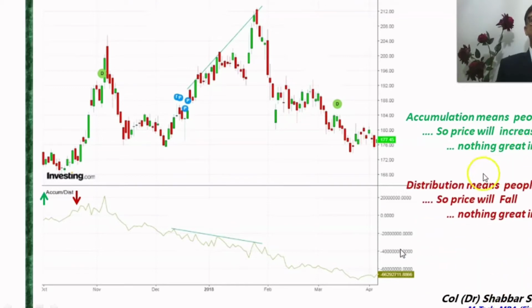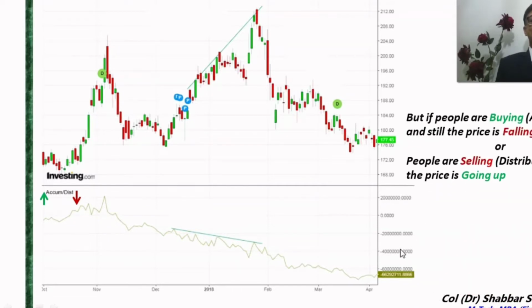Alright. Similarly, distribution. Distribution means people are selling, they are giving away. And when a lot of people start selling, there are fewer buyers, then the price will fall, isn't it? Again, nothing great or nothing unusual in this. So when the graph is moving up here, that is accumulation. People are buying. When it goes down, that is distribution. So far understood? Nothing great, nothing unusual here.